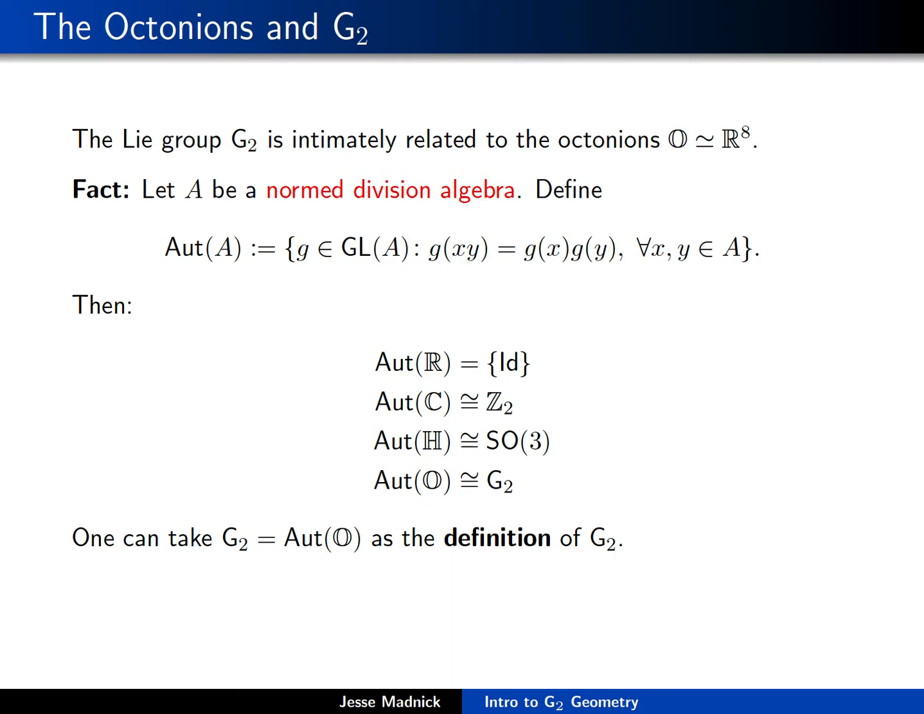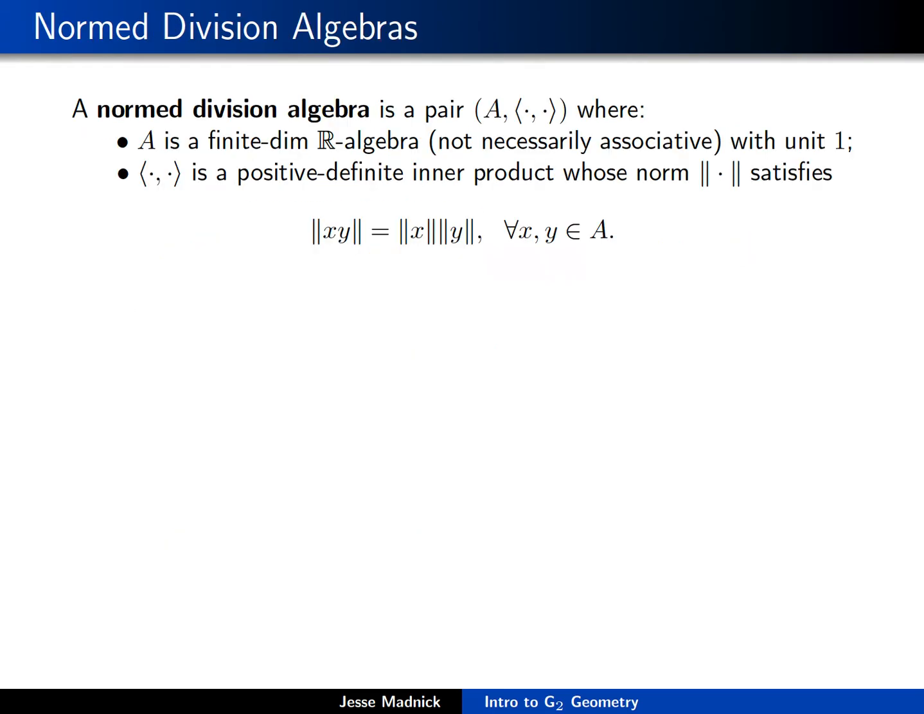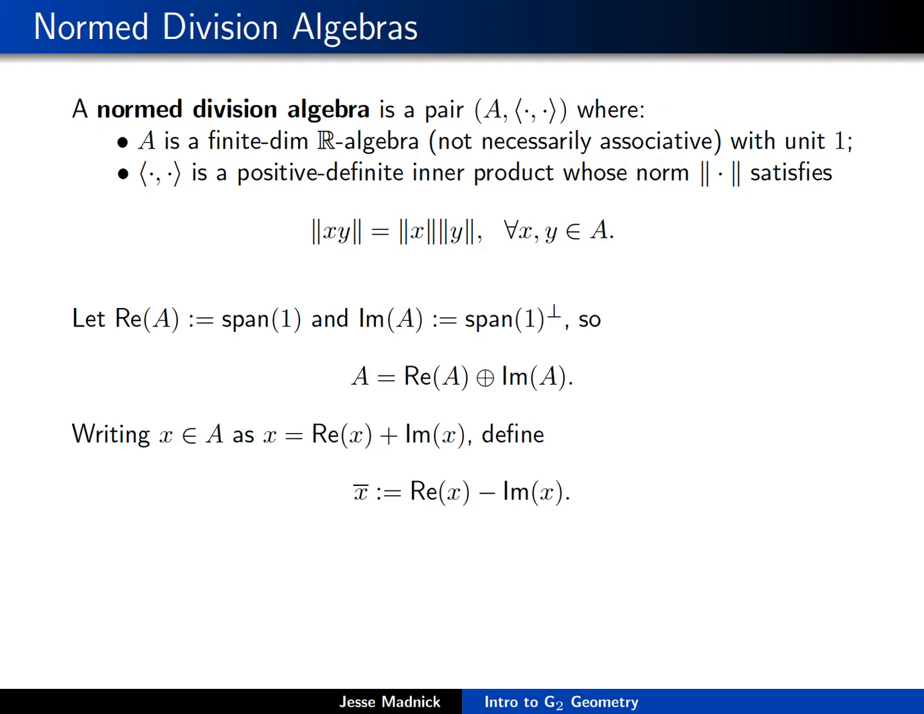Okay, but we're going to take a slightly different approach, but let's first put this in the general setting of norm division algebras. So the point is, to understand G2, we definitely need to understand the Octonions a little better. So for us, a norm division algebra is a pair, A and an inner product, where A is a finite dimensional real algebra, not necessarily associative, not necessarily commutative, with a unit called 1, and the angle brackets will denote a positive definite inner product, and the norm has to respect multiplication. So that's how the two structures are intertwined.